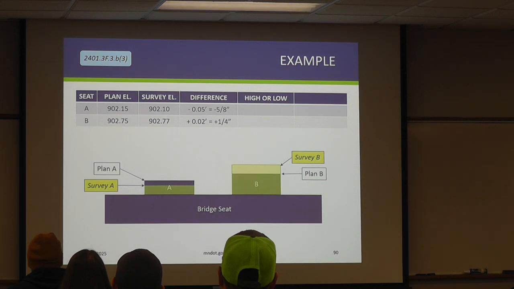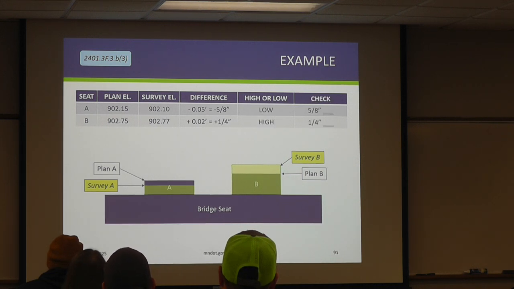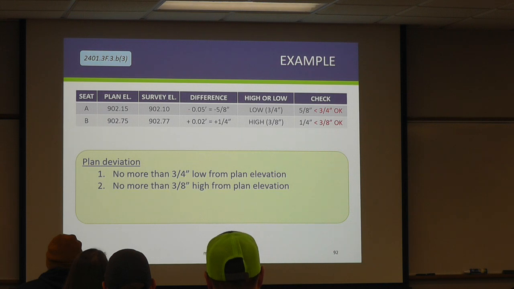So what's the numeric difference? A is about 5/8 low, B is a quarter high. Doesn't seem that bad, right, when you think about concrete in general. I mean, that seems pretty good, right? But now we're going to put a steel structure on top of it that's got to fit. So, let's do our basic check. We're 5/8 low. Does anybody remember? Is that too low? Nice and loud for me. 5/8 low. That's okay, it's 3/4. So we're okay. So both of these were okay. Our plan deviations were okay so far.